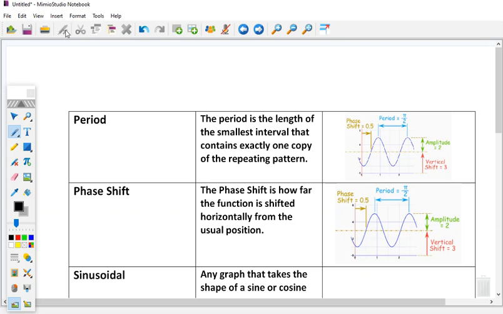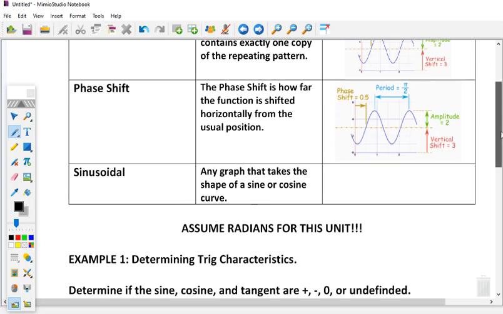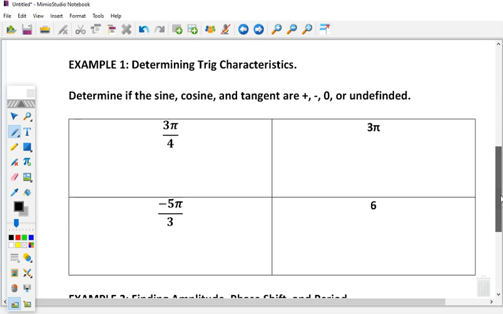So, right here on this next example, we need to determine the trig characteristics. Here it says determine if the sine, cosine, and tangent are positive, negative, 0, or undefined. Okay? Now, take a look right here, guys. 3 pi over 4. Maybe one of these angles is listed on your unit circle. Maybe it isn't. But here's what I would tell you.